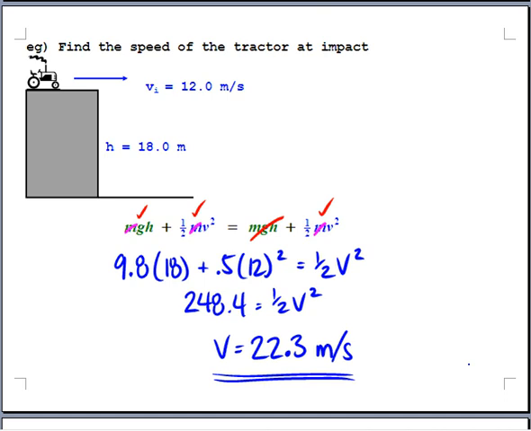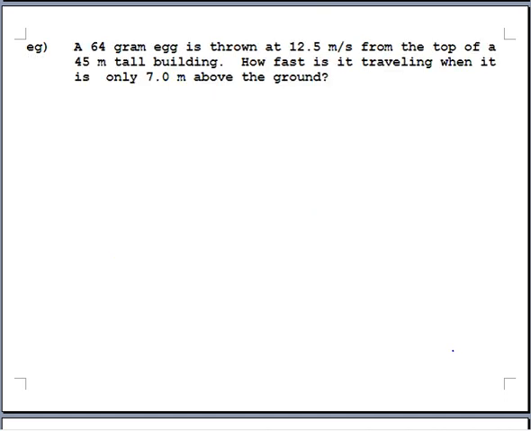Let's try one more example really quickly. I'm going to be less concerned with the numbers because this video is getting long, and just more concerned with the conservation of energy equation itself. Okay, last example. Doing an egg toss. So a 64-gram egg thrown at 12.5 meters per second from the top of a 45-meter tall building. How fast is it traveling when it's only 7 meters above the ground?